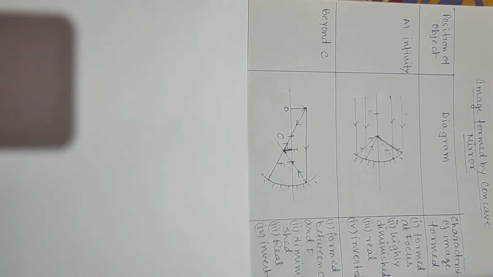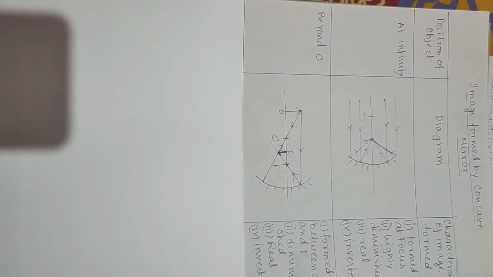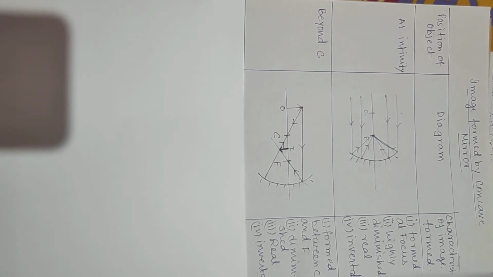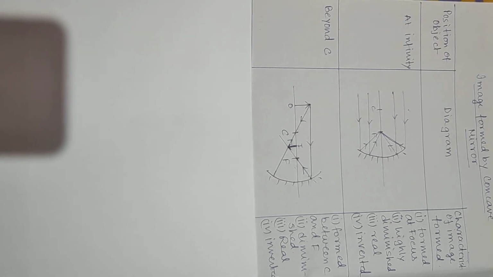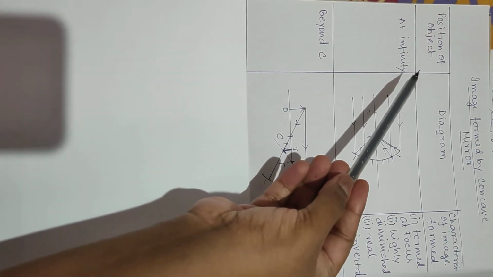So in our previous class we have seen how to draw a ray diagram properly, and I have given you some important points which you must remember while you draw a ray diagram. So in today's class we will draw images formed by a concave mirror. So here I have drawn three tables: object, a position of the object, diagram, and characteristics of the image formed.